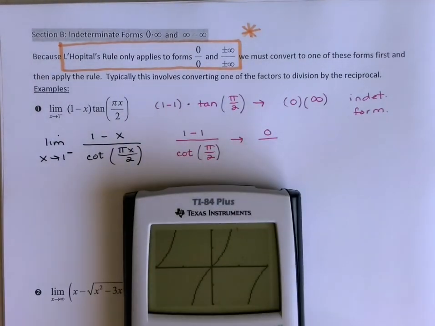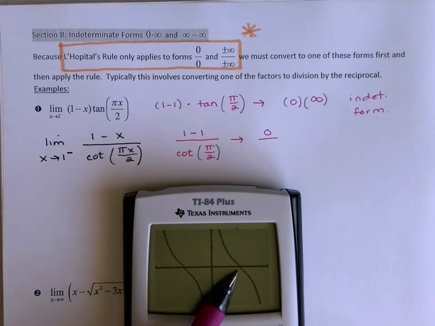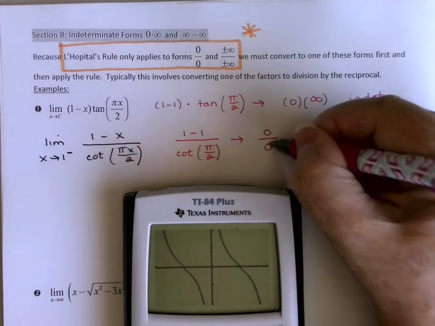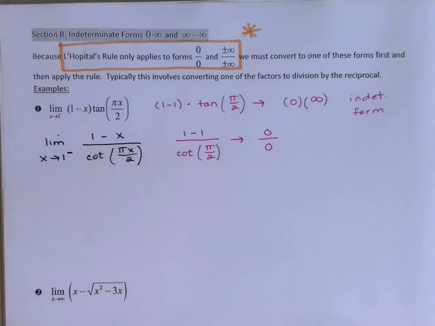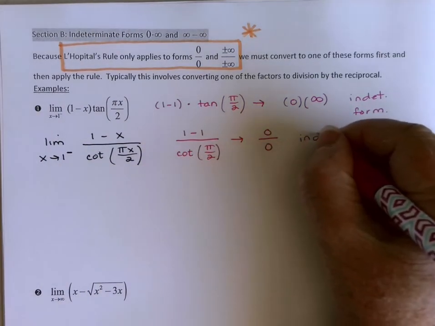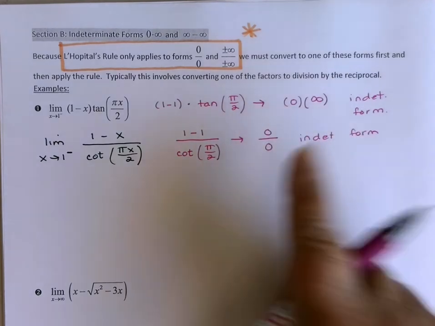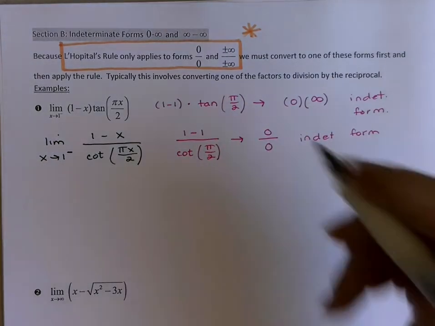And the cotangent of pi over 2, if I do the cotangent, which would be 1 divided by the tangent of x, and graph that in the same window, there's pi over 2. Looks like at pi over 2 we have 0. So still an indeterminate form, but the advantage is this is a form that I'm allowed to use L'Hopital's rule on.